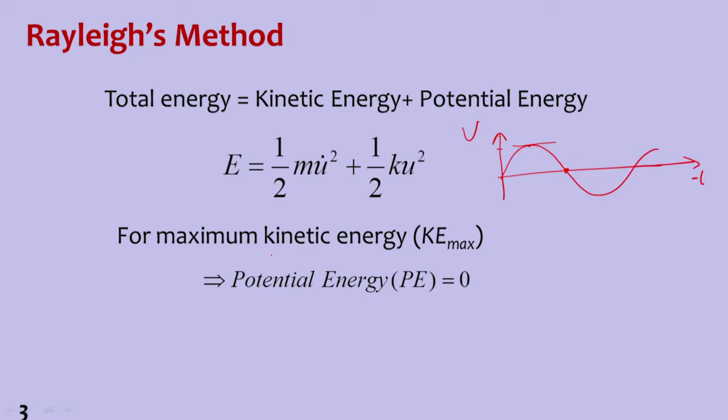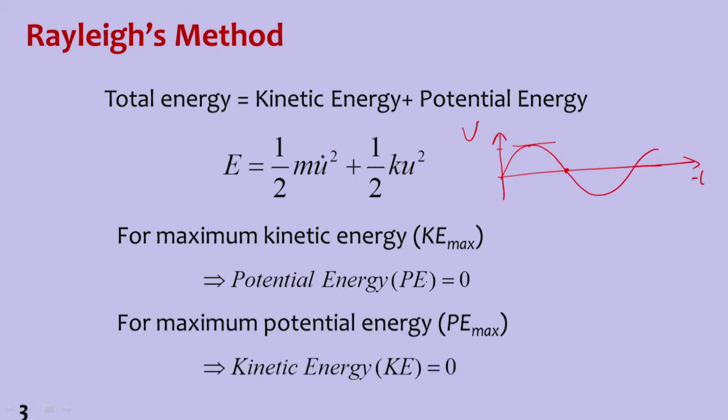So, that means for maximum kinetic energy, KE max, potential energy will be 0, and similarly for maximum potential energy, kinetic energy will be 0. So, at this location potential energy will be 0; this location is of maximum displacement, so kinetic energy will be 0, and this location is of 0 displacement, so potential energy will be 0. So kinetic energy is maximum where potential energy is 0, and potential energy is maximum where kinetic energy is 0.